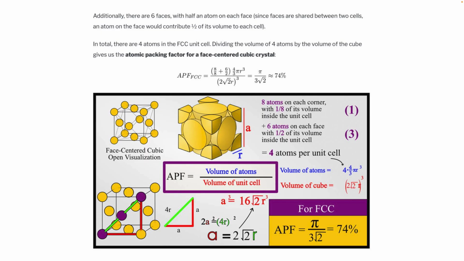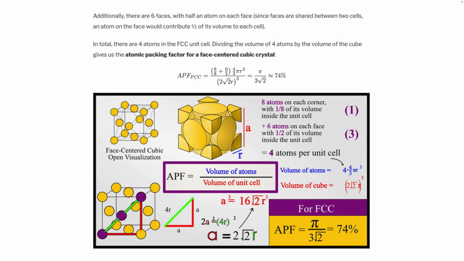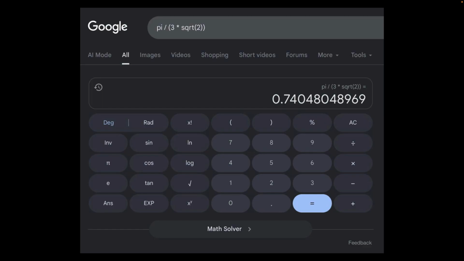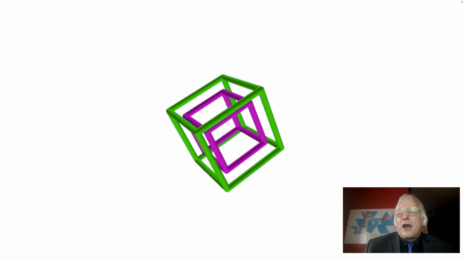And this shows doing that on a Google calculator. Same computation, lower right-hand corner: pi over 3 second root of 2, about 0.74, or 74%. Now, in the synergetics world, that magenta cube there is going to be our R-edged cube.